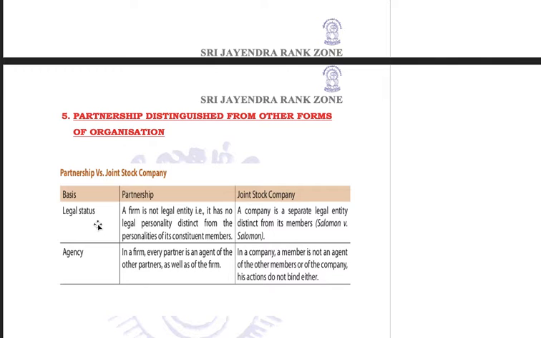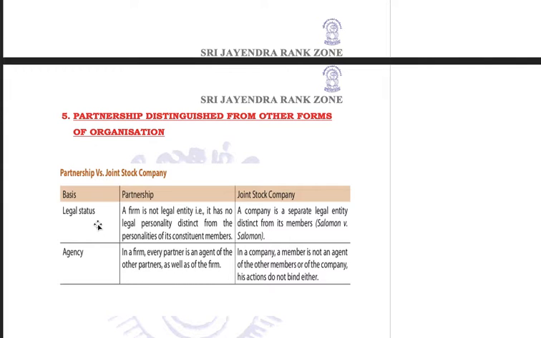Agency. In a firm, every partner is the agent of the other partners as well as the firm. Okay, we are principal as well as agents in a partnership firm. But in a joint stock company, a member is not an agent of the other members or the company. His actions do not bind each other. Okay, company people are members, but they are not agents. Like we discussed, there is no mutual agency in a company. Company has its own legal entity, so the company will decide for itself. No member can bind the company by his own actions.